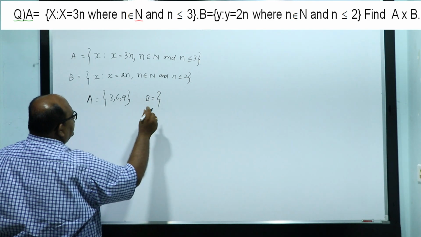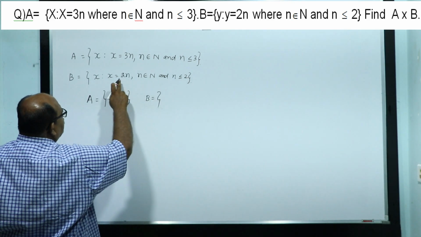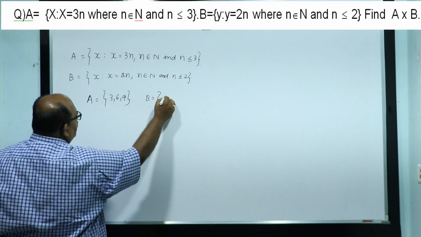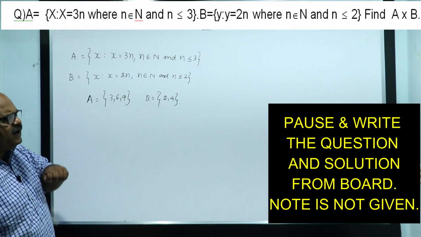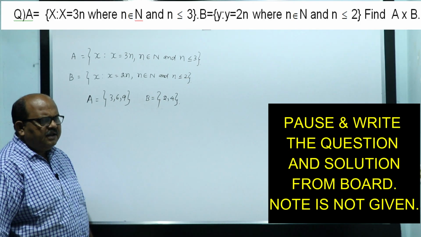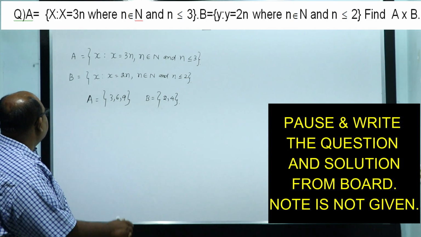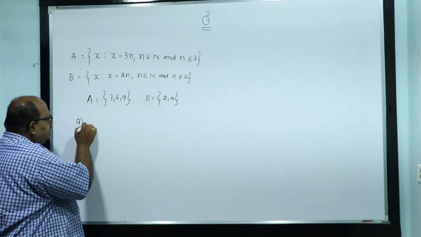Similarly for set B, n is equal to 1, 2. So x is coming 2, 4. So set B is equal to {2, 4}. Then you can easily find A into B and B into A. Now look at the next question.